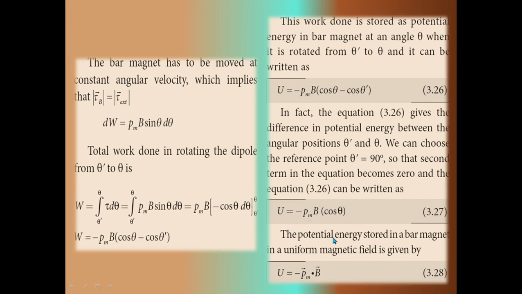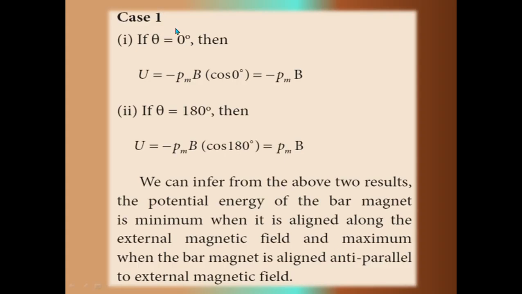Here the potential energy stored in a bar magnet in a uniform field is given by U is equal to minus PM vector dot B vector in vector notation. The next step, case 1: if theta is 0 degrees, cos 0 degrees is 1. So U is equal to minus PM B.